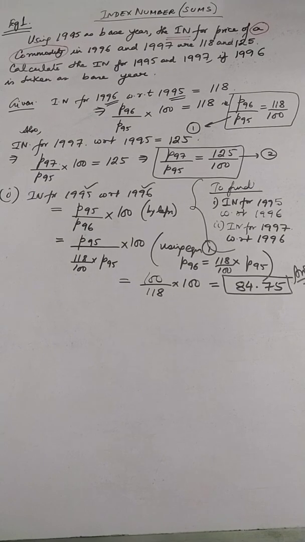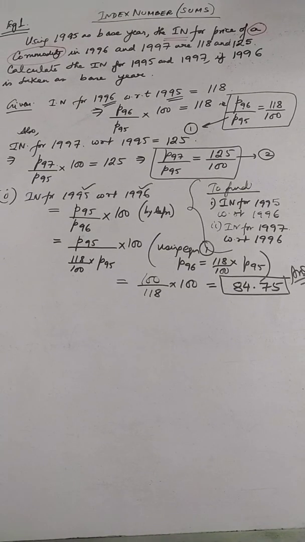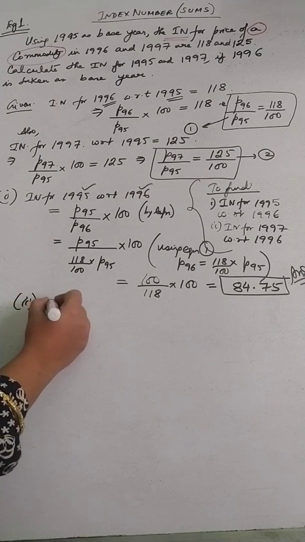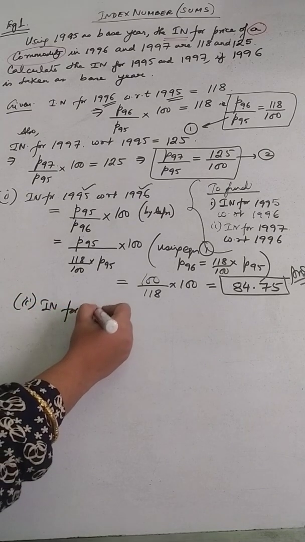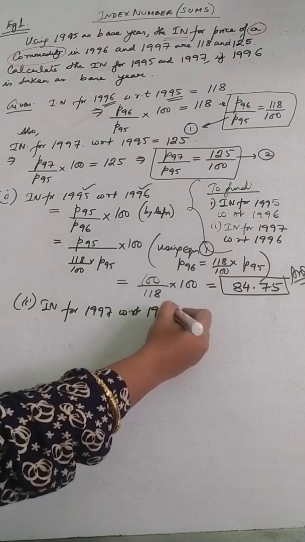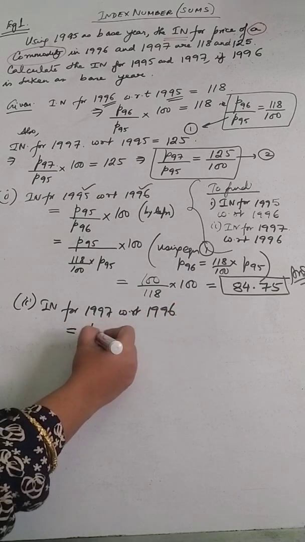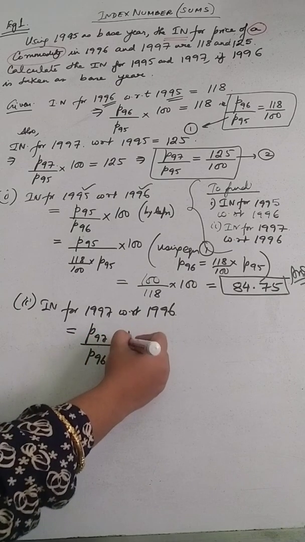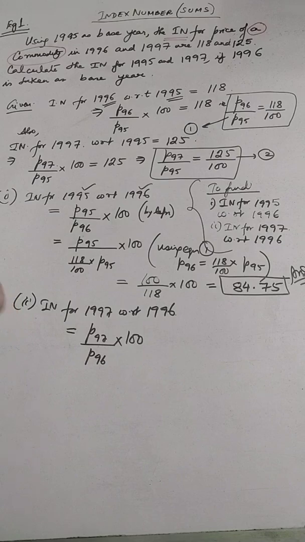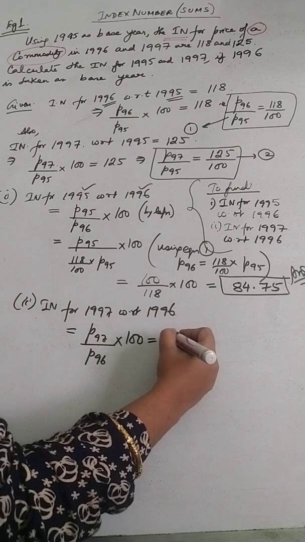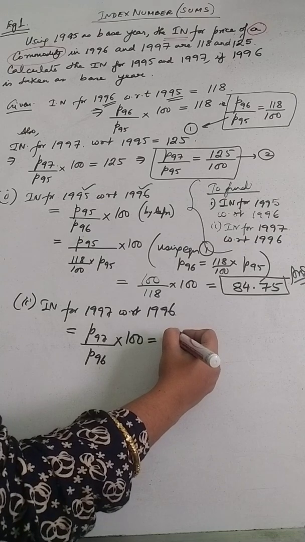Second subpart, what does it say? Index number of subpart 2. Index number for 1997 with respect to 1996. That means we need the value of P97 with respect to P96. So P96 will come below into 100. So this is equal to P97 by P96.